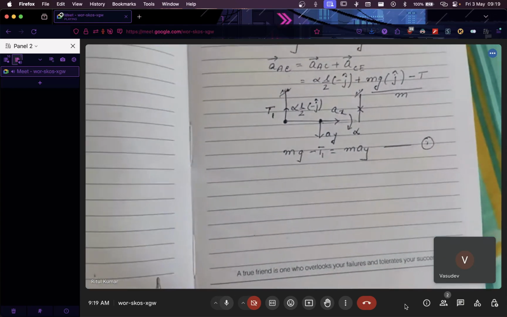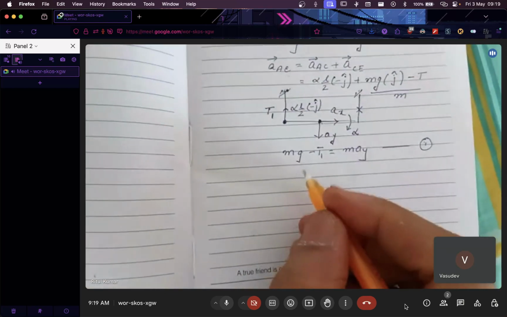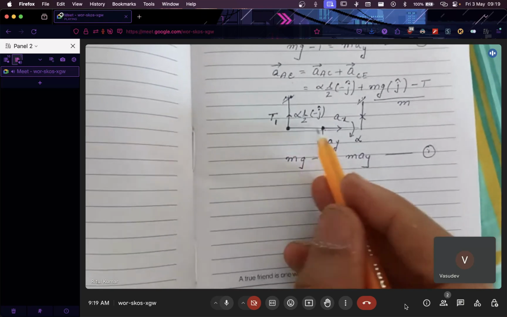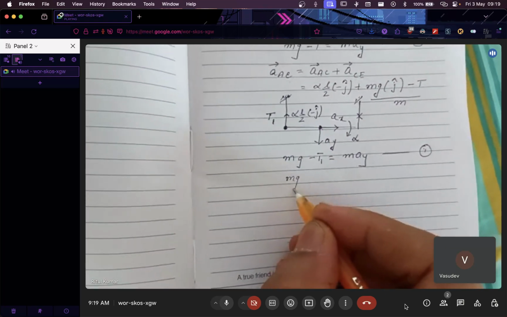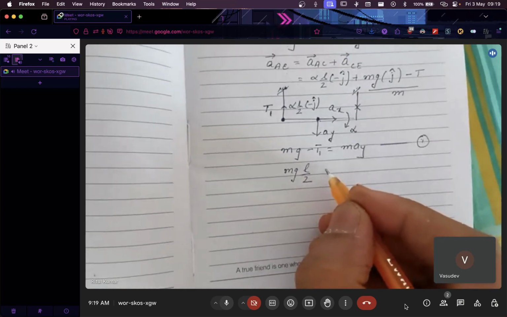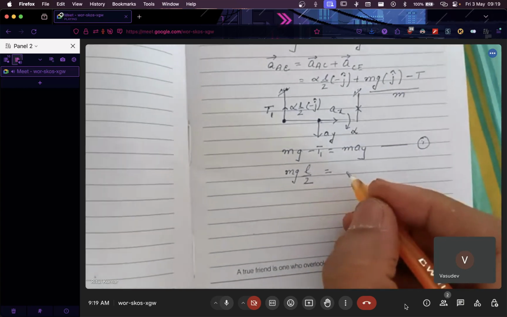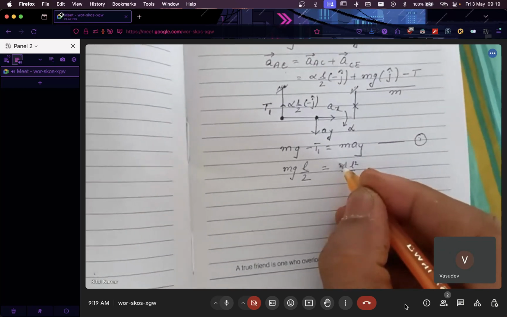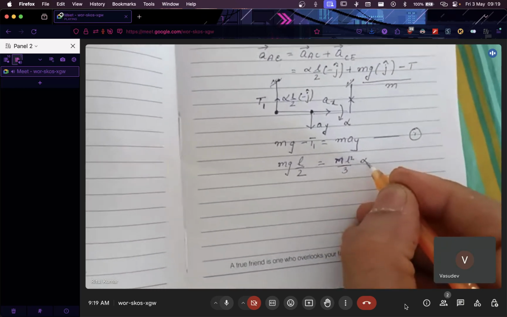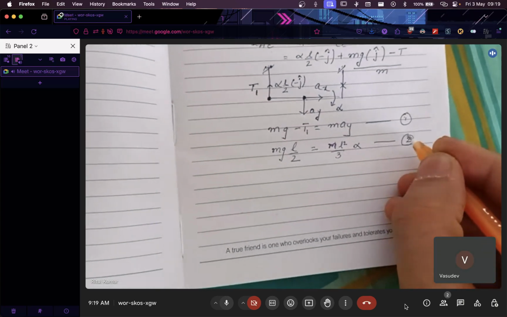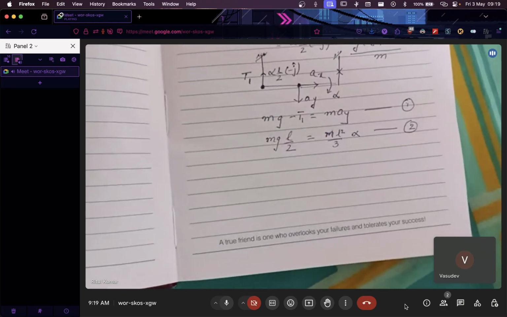Yes. We can write our equation now. Tell me the equation for torque about this point. Tension will not produce torque, mg will. So mg into L by 2. Can we write that down? That is the torque, and it should be equated to ml squared by 3 times alpha. So this is our second equation essentially. Can we get T1 from here?